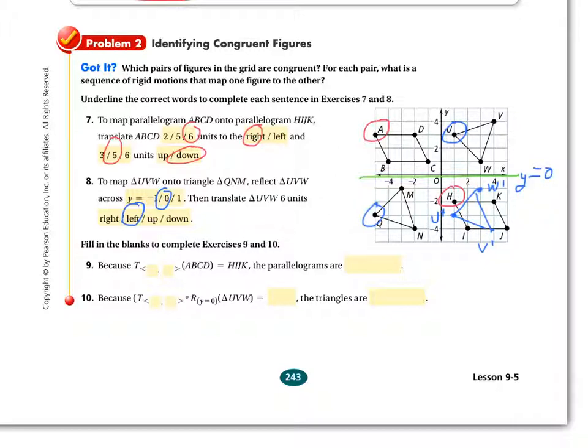So for number 9, now they're talking about the quadrilaterals again. So we had just one transformation that occurred. We went 6 to the right and 5 down. So what goes here? The right or the down? Right. The right is your x direction. So with 6 to the right, is that a positive 6 or a negative 6? So positive 6. And then with the 5 down, positive 5 or negative 5? Negative 5. And the parallelograms are congruent is what they're looking for.